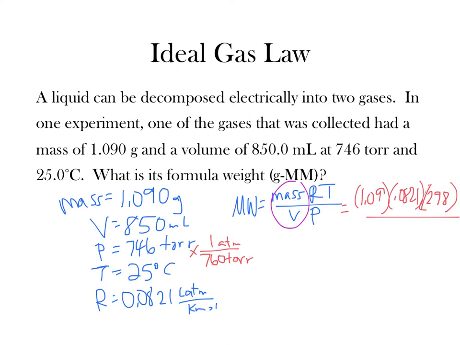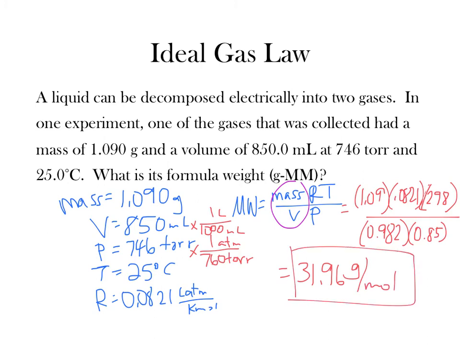746 over 760 is equal to 0.982 atmospheres. And the volume, dear, that won't work either. 1,000 milliliters in a liter, 0.85 liters. Once you've got that, make sure that your units all match up and all the units are going to cancel out. You end up with 31.96 grams per mole, which is my GMM of this particular gas.